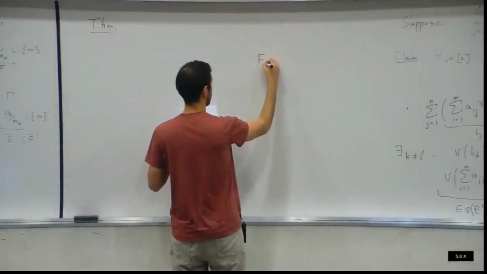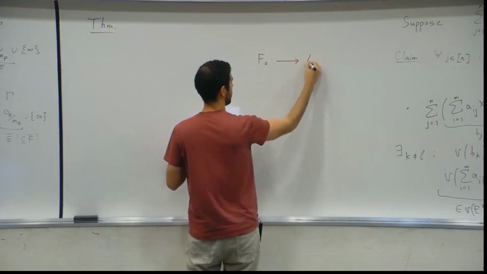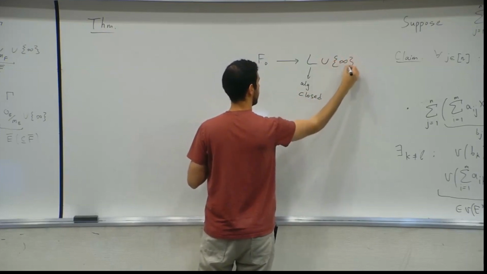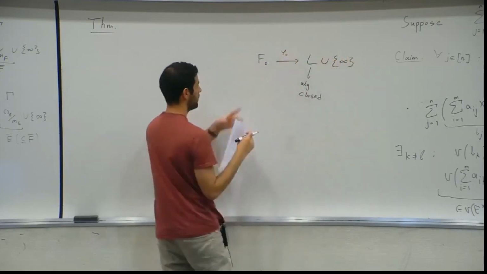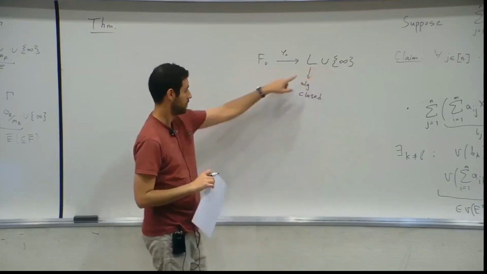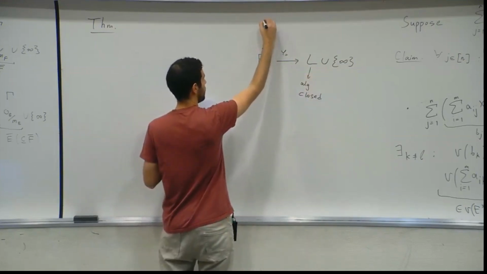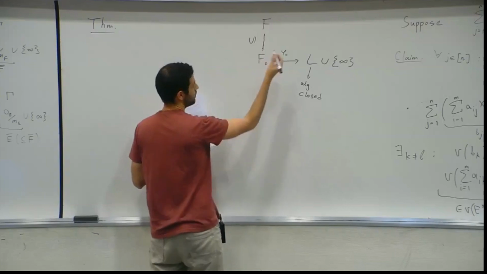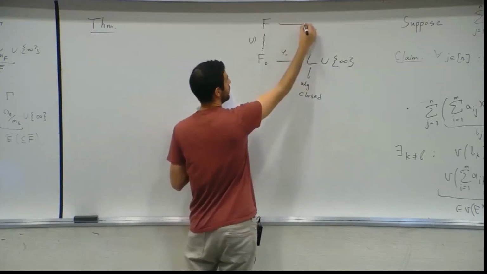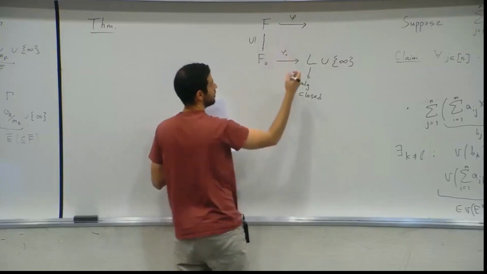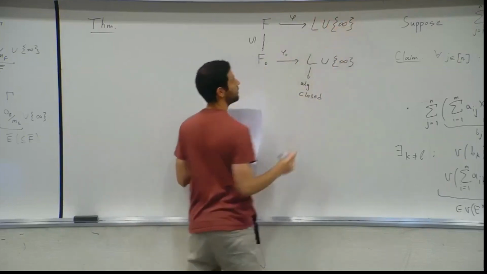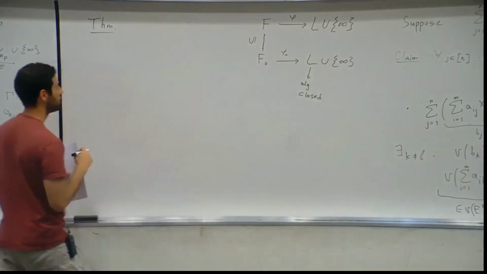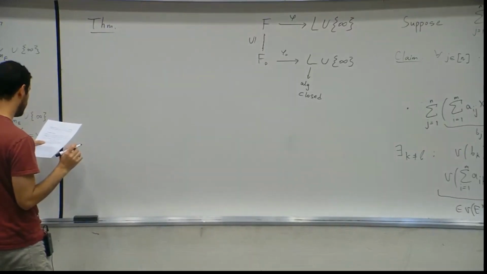So the theorem: if we have some field F0 and L, which is algebraically closed, and a place phi 0 from F0 to L plus infinity, and we have some field extension F above F0, and L is algebraically closed, then you can extend phi 0 to a place phi like this, so that the restriction of phi to F0 is phi 0. Okay, so this is the theorem.